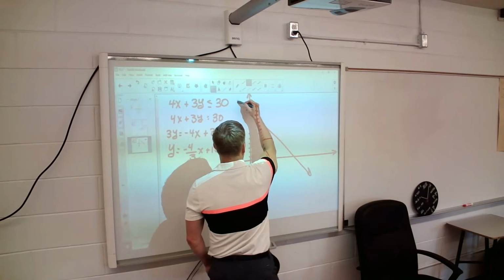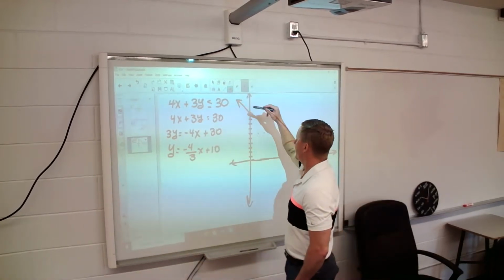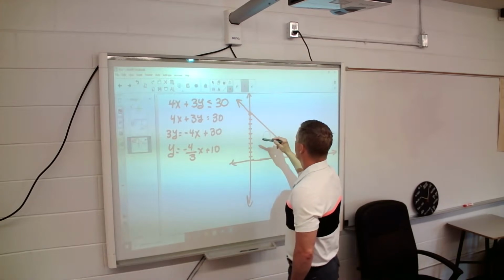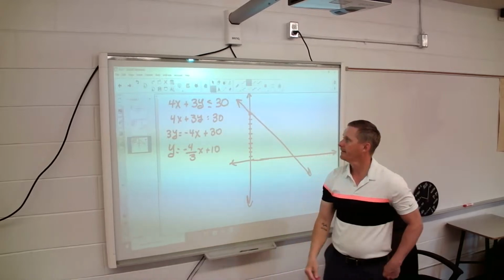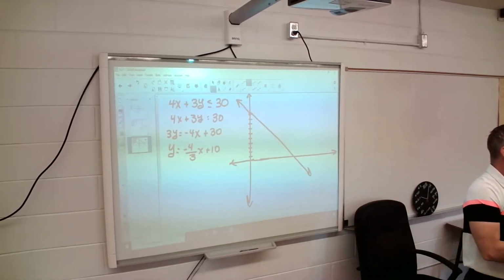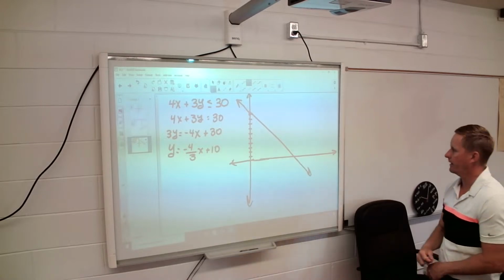Solid or dashed? Solid. All right. Plug the coordinate in. Let's use 0 and 0. Is 0 less than 30? Yes. Last time I checked, right?